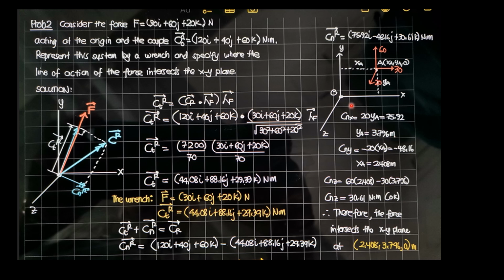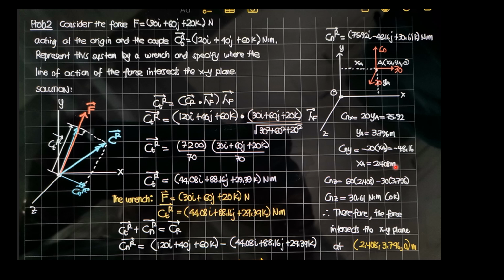Likewise, the summation of moment about the y-axis is C_NY, negative 48.16, and only the 30 newton force has no moment about the y-axis. It passes through. 60 is parallel, of course. Only this 20 newton force has moment about the y-axis, and its sense of moment is supposed to be positive in that direction, but the moment of this 20 newton force is negative. So negative 20 times XA is equated to negative 48.16. So XA is 2.408 meters.